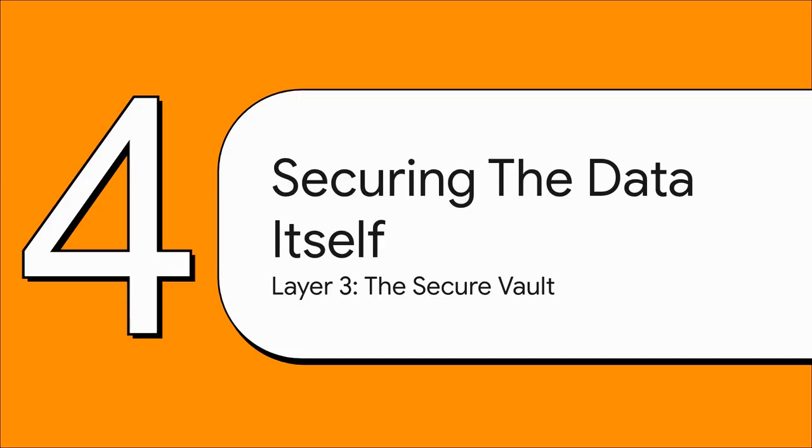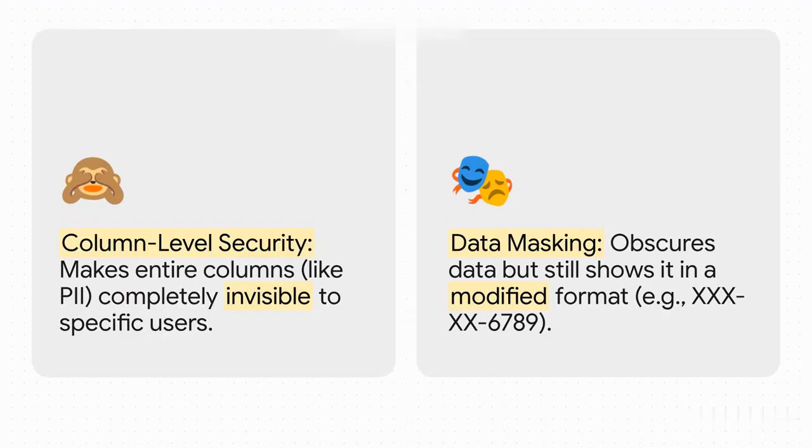Okay, so now we're inside the walls, and we know who is allowed to be here. Now we have to secure the actual treasure, the data that's sitting in the vault. How do we let people work with it without just exposing everything? This is where we get super granular. With column-level security, you can make entire columns, like a social security number, completely invisible to certain users. I mean, they can query the rest of the table, but for them, that column doesn't even exist. Data masking is a little different. It still shows the column, but it obscures the data, kind of like showing only the last 4 digits of a number. This is incredibly useful for, say, development and testing, where you need realistic-looking data without exposing the real stuff.